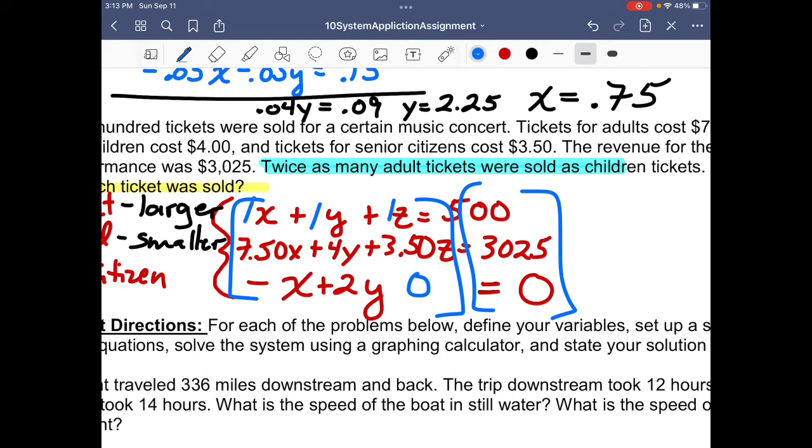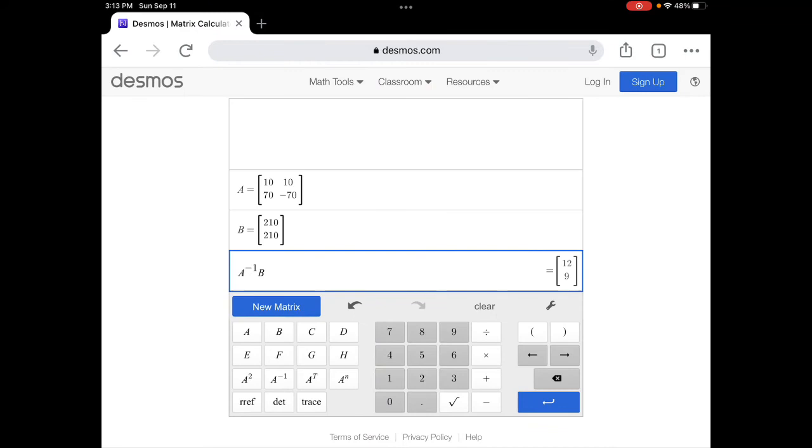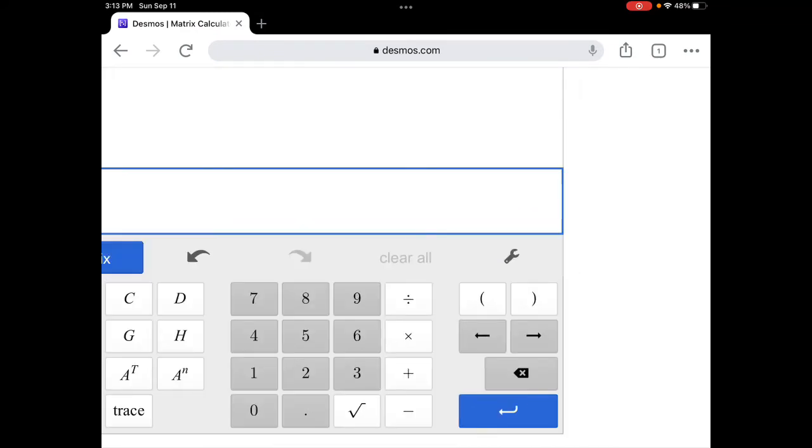Do you want to use matrices? It looks pretty straightforward. You got 1, 1, 1. You've got the dollar amounts, and then you got -1, 2, and again 0 that we filled in this spot. So I'm thinking that matrices would make quick work of this problem. Let's get her typed in.